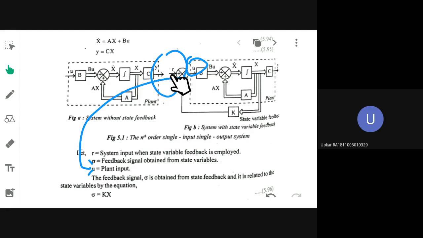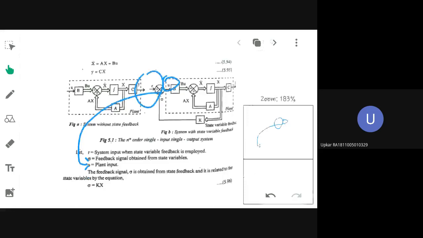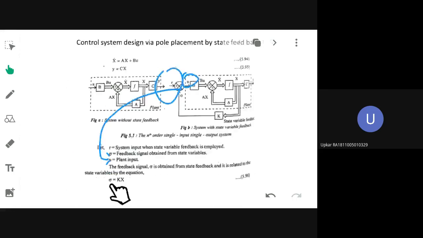Okay. So now you know how to write sigma. Sigma is coming from what signal here? This is the point where the signal is what? At this point the signal is X. So X is multiplied with K to equal what value? You can refer to this equation now. What is this equation? Last equation that I am showing. This equation, sigma. Sigma is equal to what? Kx. That is obtained by the state space feedback only.